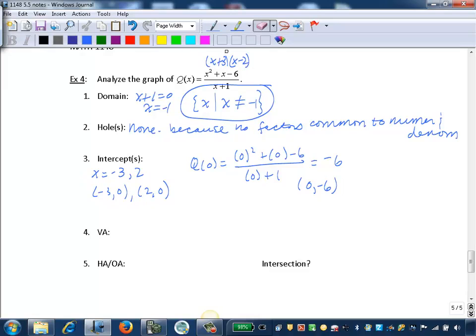Now our function's already in lowest terms. There were no factors that were common that we needed to reduce. So now any zeros of our denominator will cause vertical asymptotes. So we will have a vertical asymptote at x equals negative 1.